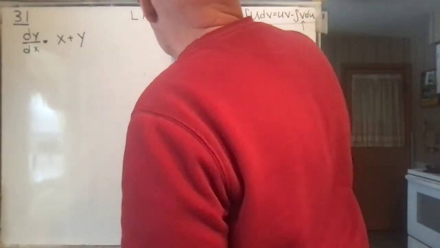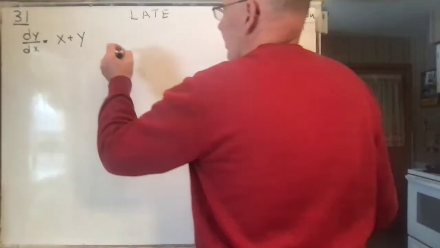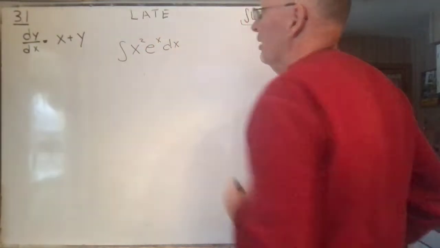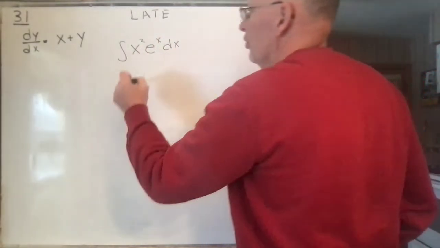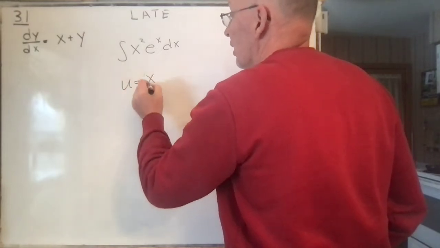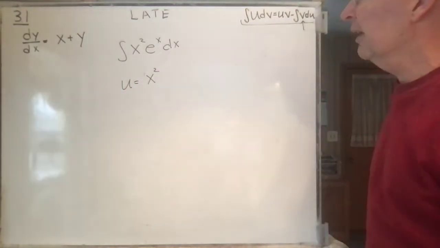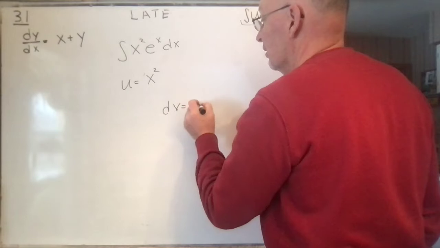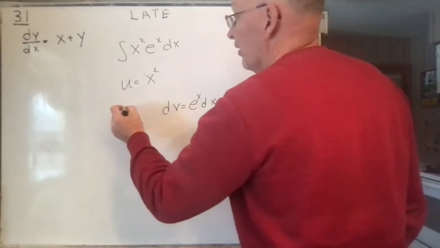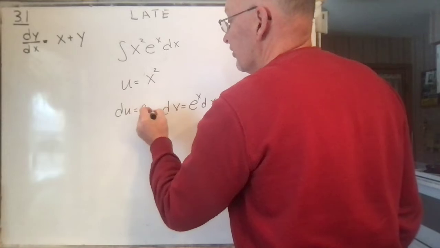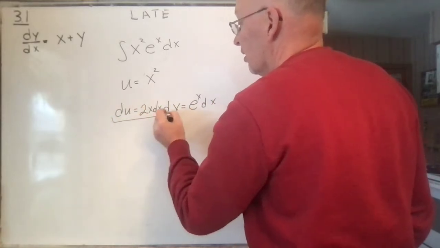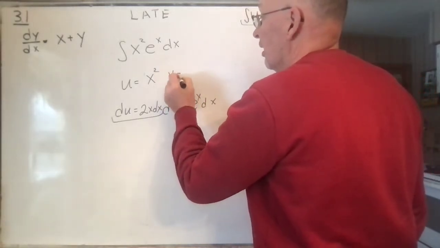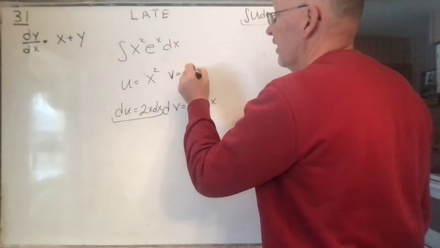Okay, let's do two more. I'll do one that's not in the book. Let's do this one. X squared times e to the x dx. Okay, here again, we'll let u be equal to the algebraic, and then dv is the exponential. And so now du is going to be 2x dx. Agreed? The derivative of that. And v is going to be the antiderivative of this, which is e to the x.